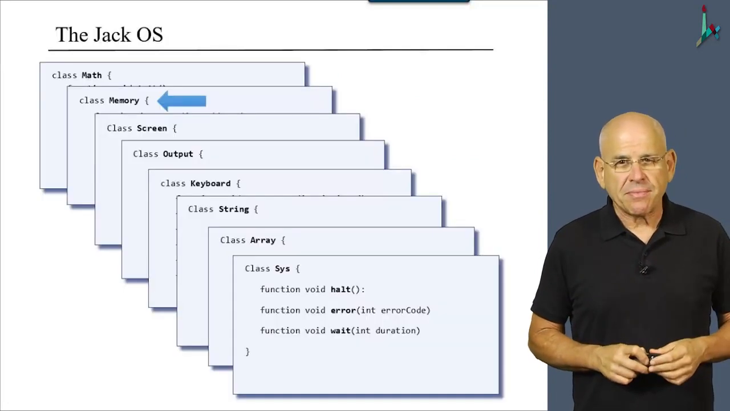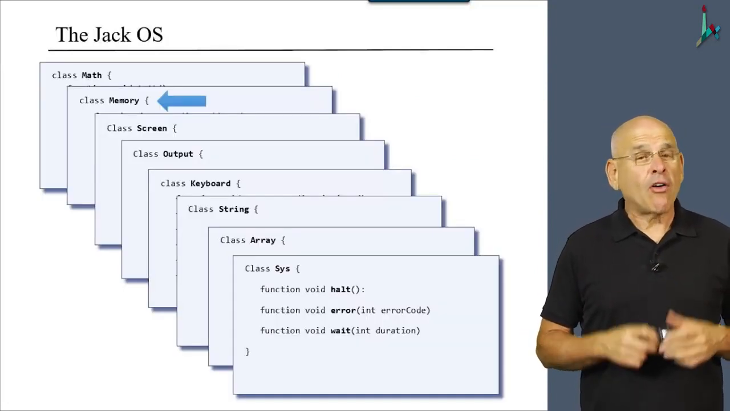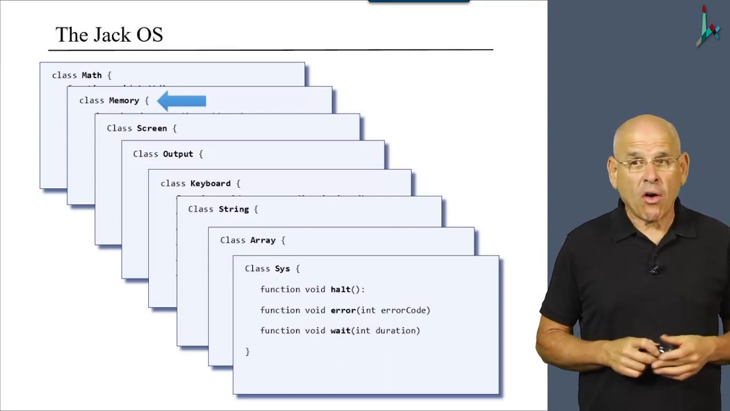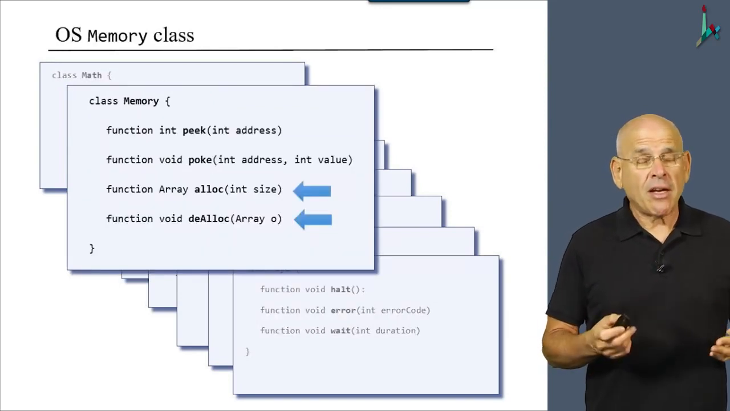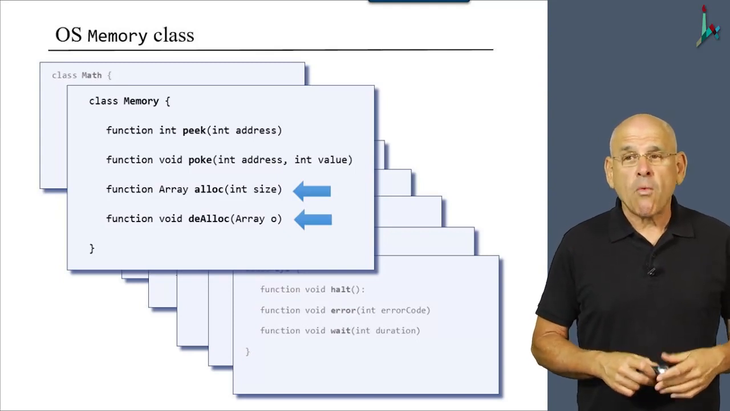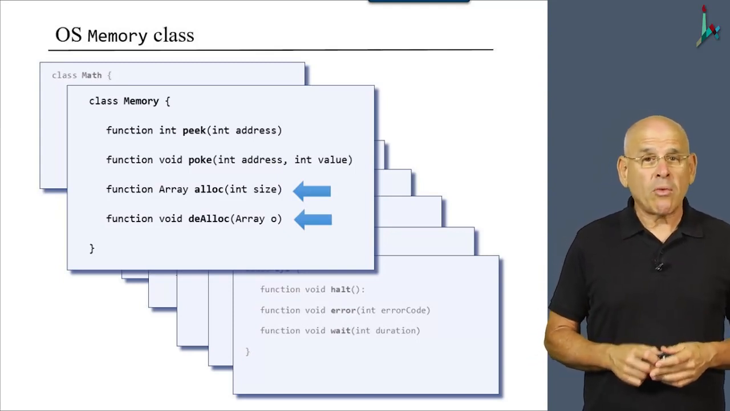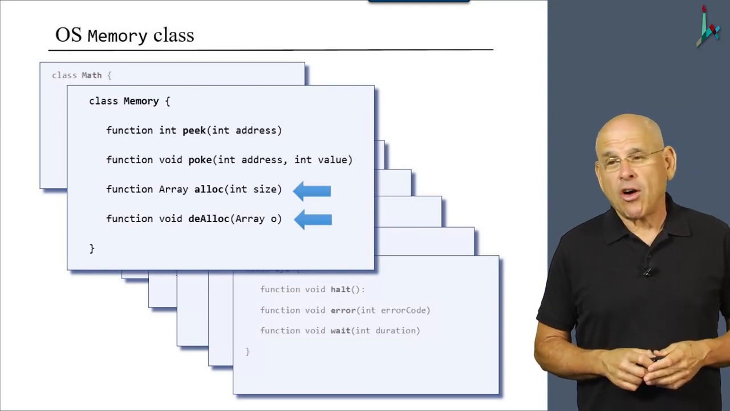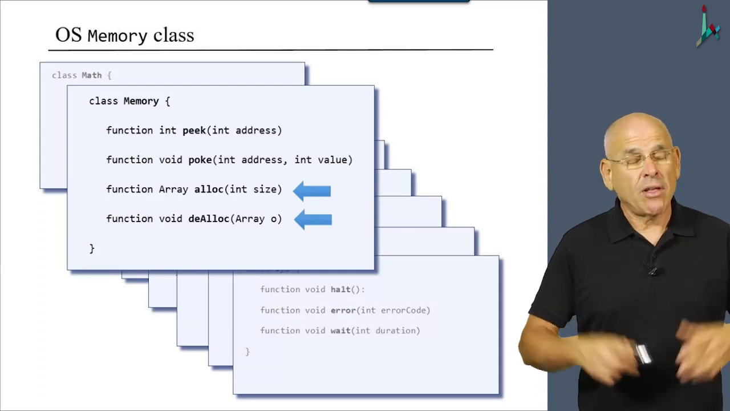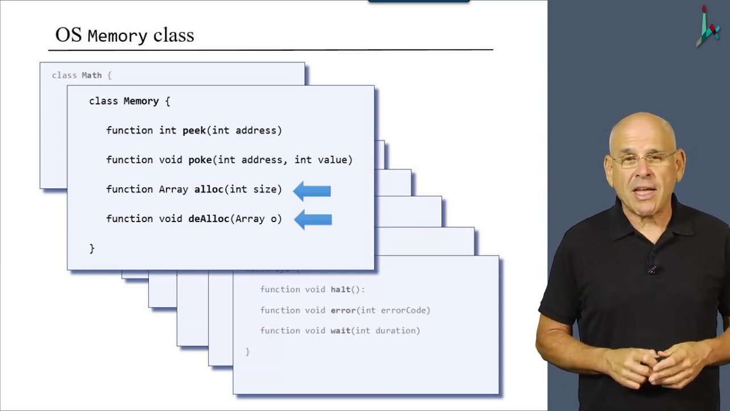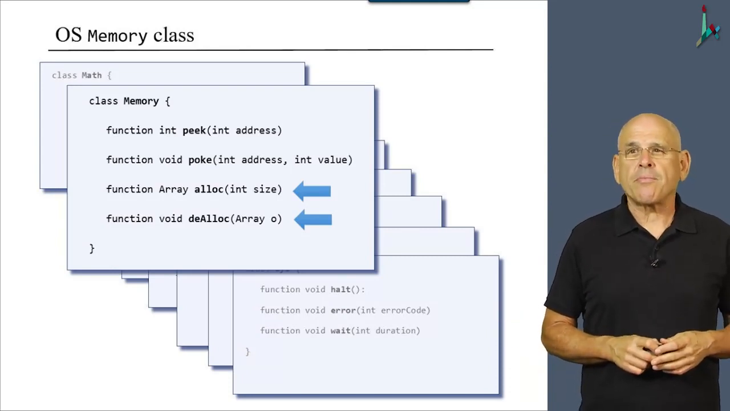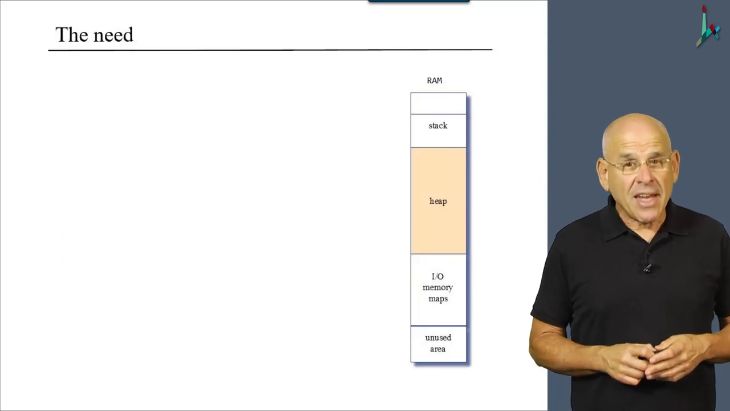Heap management. We continue to talk about how our operating system manages the main memory resource of the host platform. And in particular, we are talking about the memory class of the Jack operating system. We already discussed peek and poke, which are two classical OS operations. And in this unit, we'll talk about alloc and dealloc, another two classical operations that every operating system out there implements in one way or another. So let us start with the need.